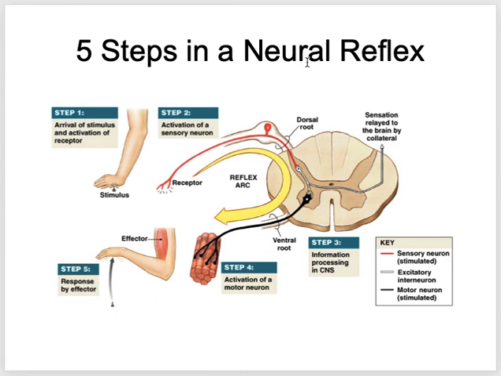5 steps in a neural reflex arc. Step 1 is activation of the stimulus and activation of the receptor. Step 2 is activation of the sensory neuron. Step 3 is information processing in the CNS with the help of an interneuron. Step 4 is activation of the motor neuron, and step 5 is that we get the response.